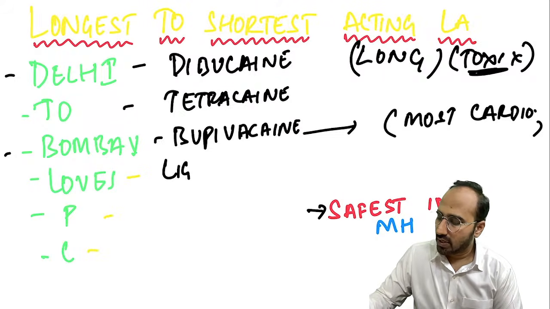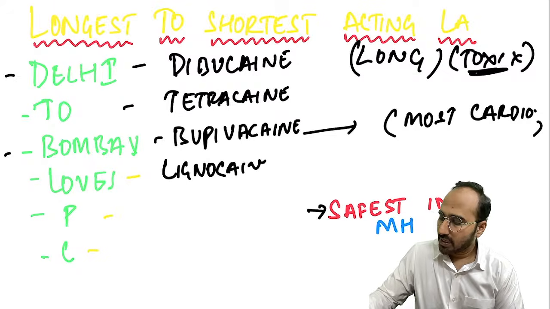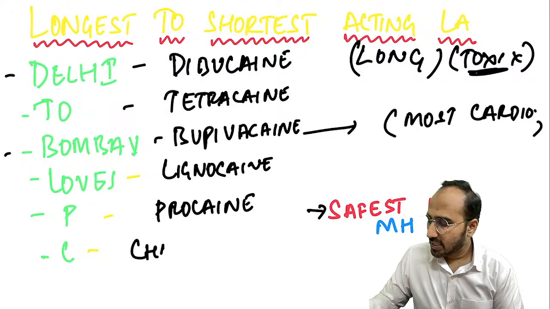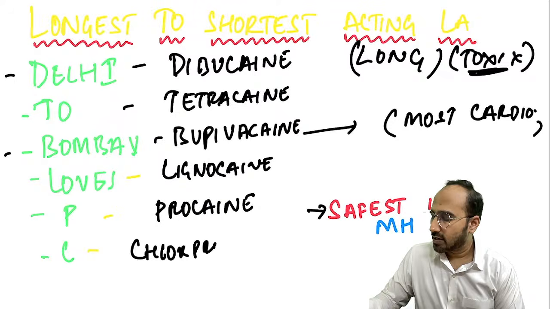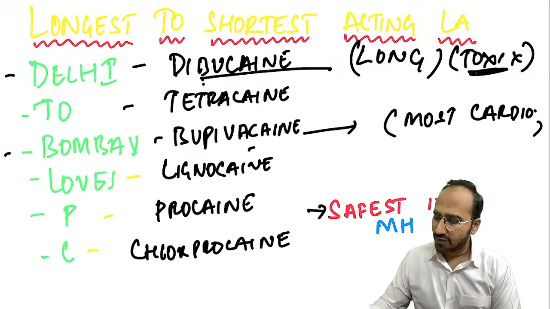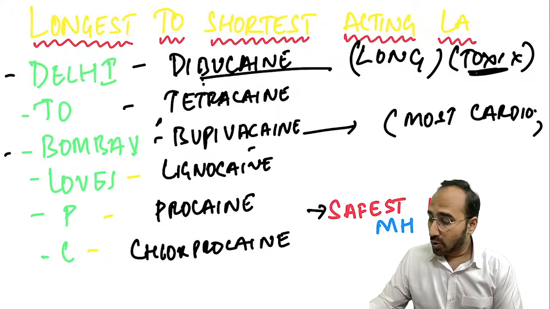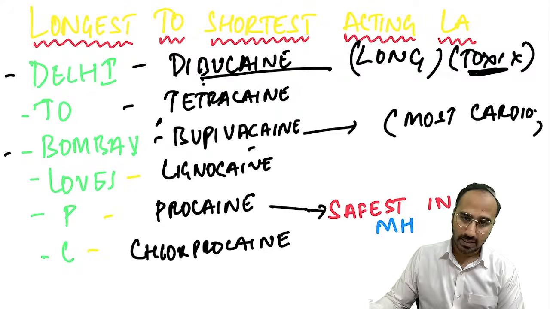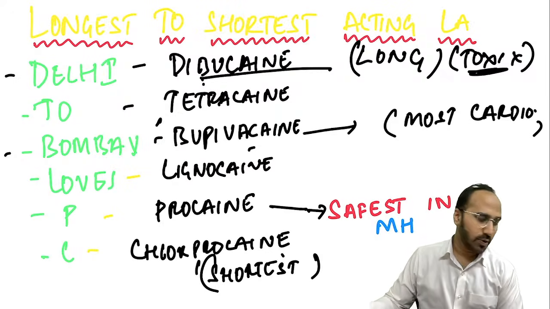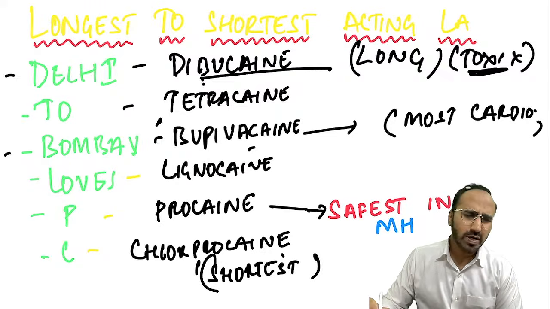L stands for lignocaine. P stands for procaine. And the shortest acting local anesthetic is chlorprocaine. Okay. Now in this, the longest is what? Dibucaine. Most cardiotoxic, you have to remember, is bupivacaine. Procaine is the safest local anesthetic in malignant hyperthermia, and the shortest acting local anesthetic is always chlorprocaine. Okay.